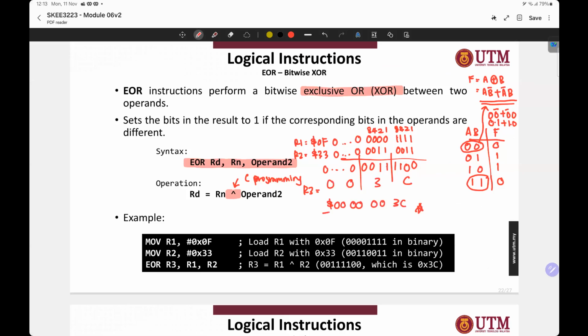Make sure that you write it down in 32-bit, because your register is always 32-bit. The registers from R0 to R13 or R15 are always 32-bit.